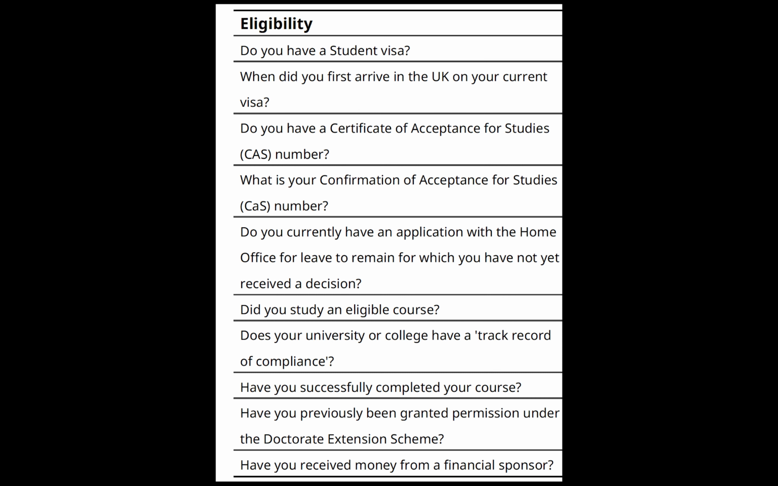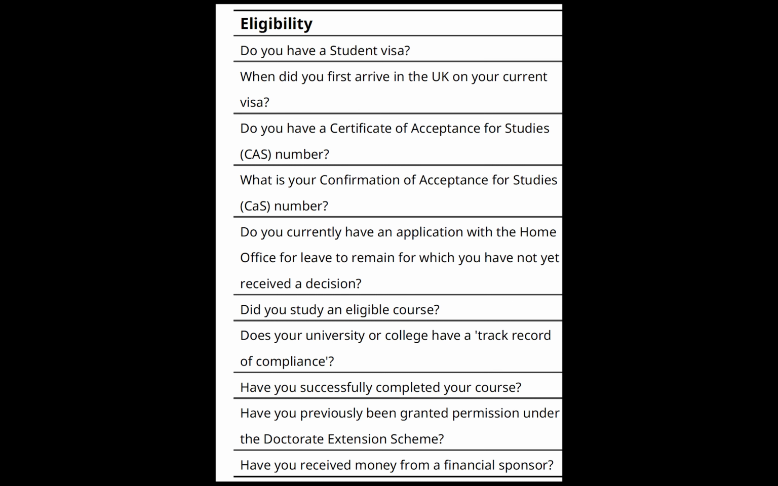For this part, do you have a student visa? I selected yes. When did you first arrive in the UK on your current visa? It was September 2021. Do you have a CAS number? I selected yes, and I mentioned the CAS number which I received from the immigration team when they sent me an email stating that I was eligible for the PSW visa.